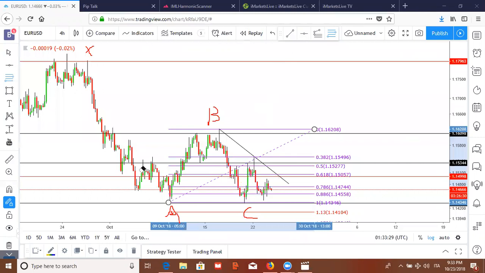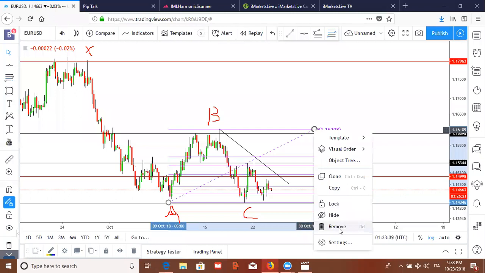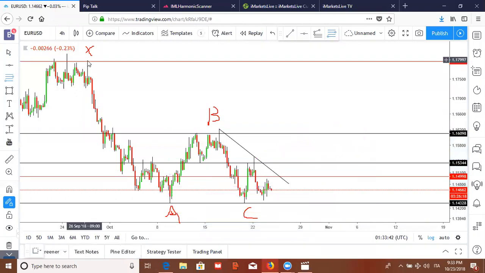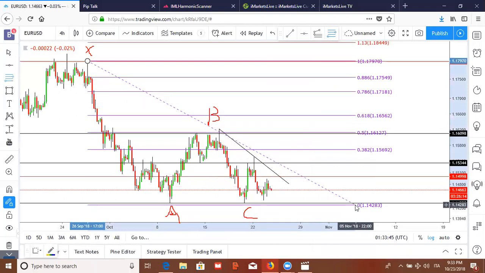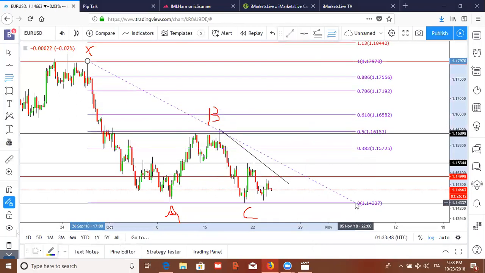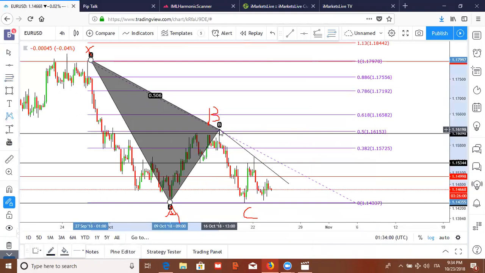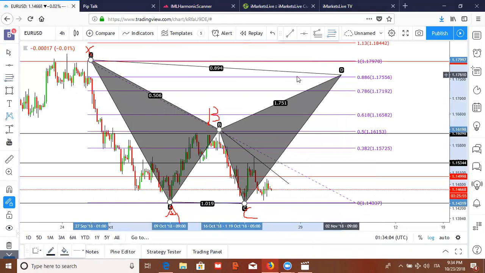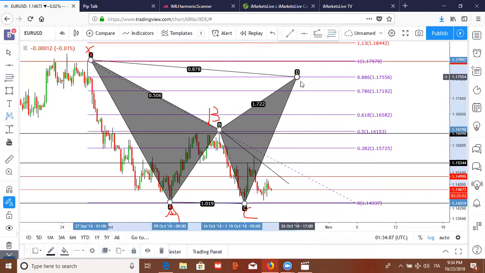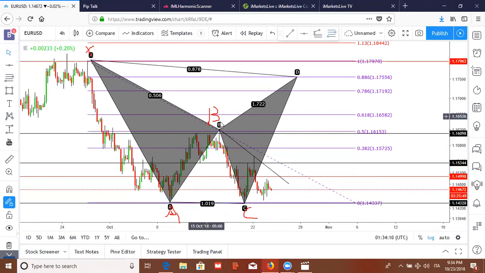We have point XA, we have XABC identified. So these are my two options now. You ready? My two options are price could go all the way up to the 88.6 and complete for a sell opportunity. Take my fib from X to A. Price can come all the way up here to this 88.6. So it'll look like this: X to A, A to B, B to C, and then complete at the 88.6. This will be my BAT pattern. These are my options, okay?